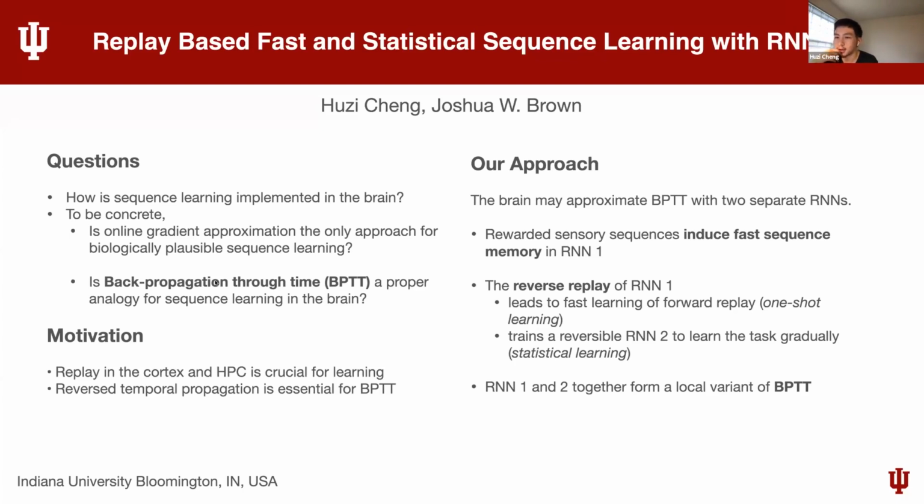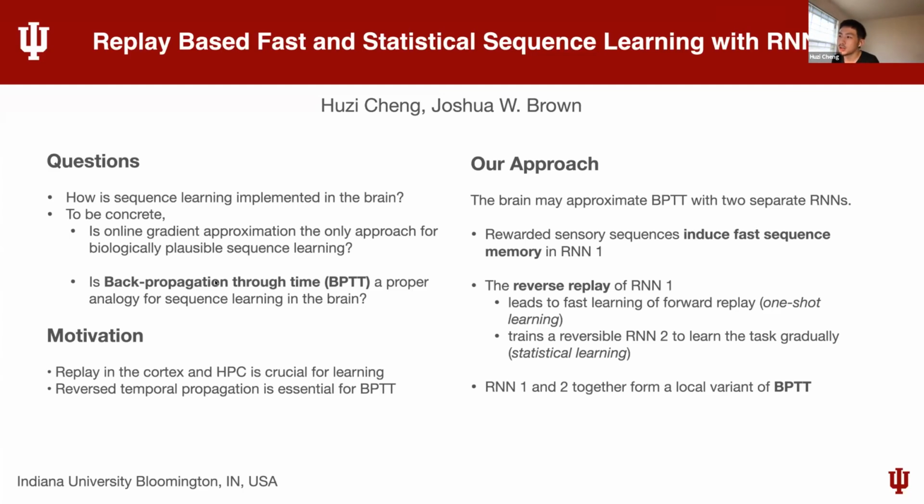So the first is that the replay, either forward or reverse replay, in the cortex and famously in the hippocampus, is crucial for learning, right? And the second fact is that the reverse temporal propagation of hidden activity is essential for backpropagation through time. Based on these two observations, we propose our approach, and that is the brain may approximate backpropagation through time with two separate recurrent neural networks instead of one.